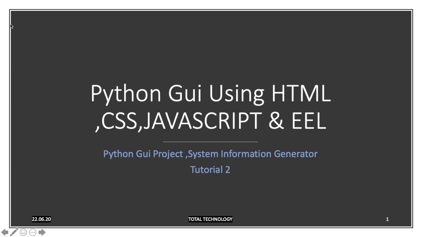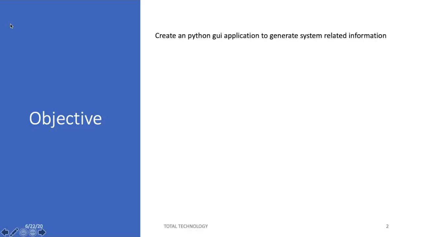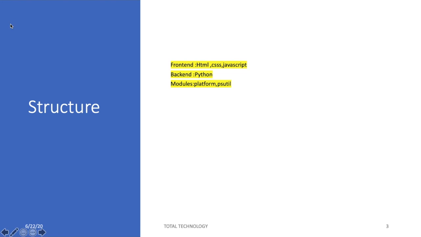So this is actually a system information generator, good for newcomers or those who don't have any idea about Python GUI based applications. They will definitely benefit from this application. So again, what is the objective? Create a Python GUI application to generate system related information. The structure will be HTML, CSS, JavaScript, the backend will be Python, and the modules used will be platform and psutil.